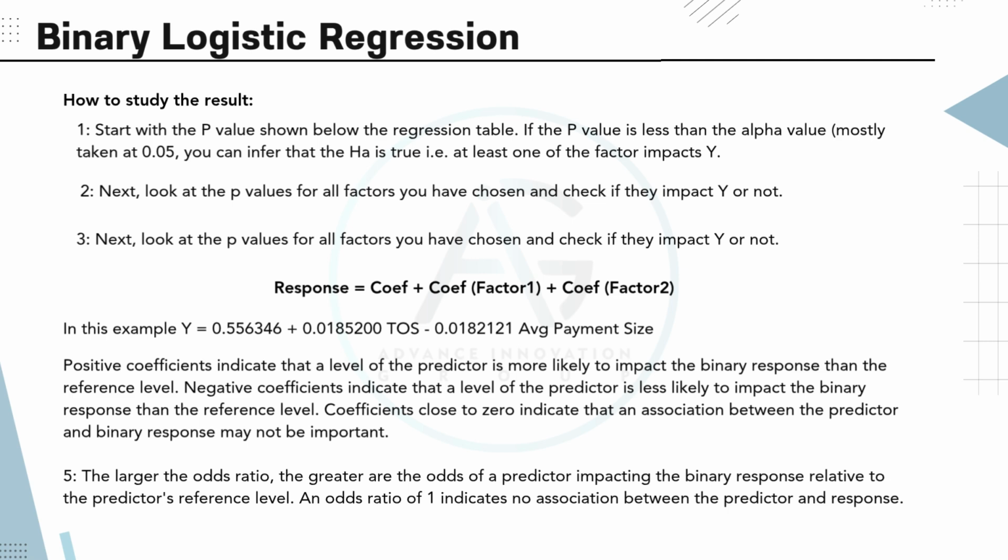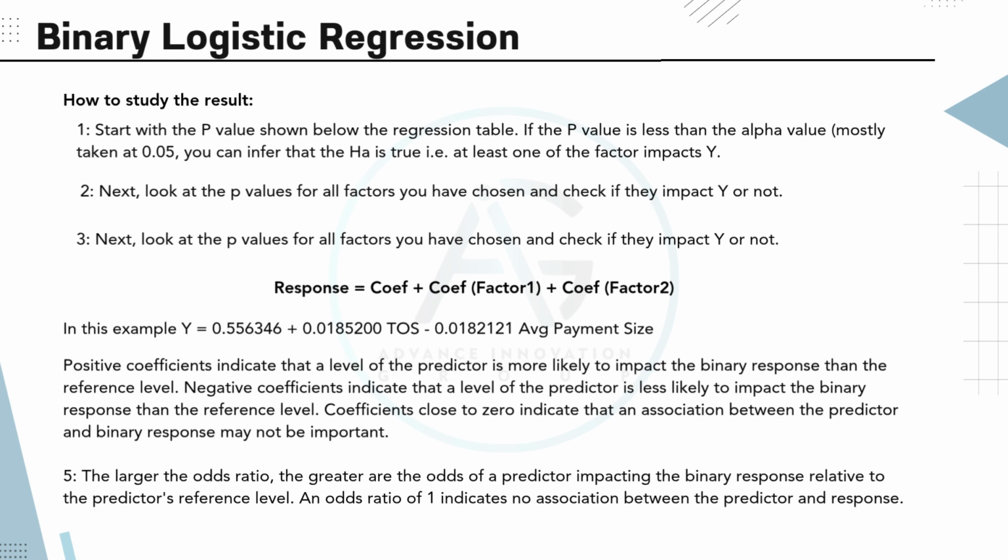Step 3. Understand the regression equation. We use the model's coefficients to construct a regression equation. Y equals constant plus coef 1 times factor 1 plus coef 2 times factor 2. In our example, y equals 0.55634 plus 0.0185200 times TOS minus 0.0182121 times average payment size.